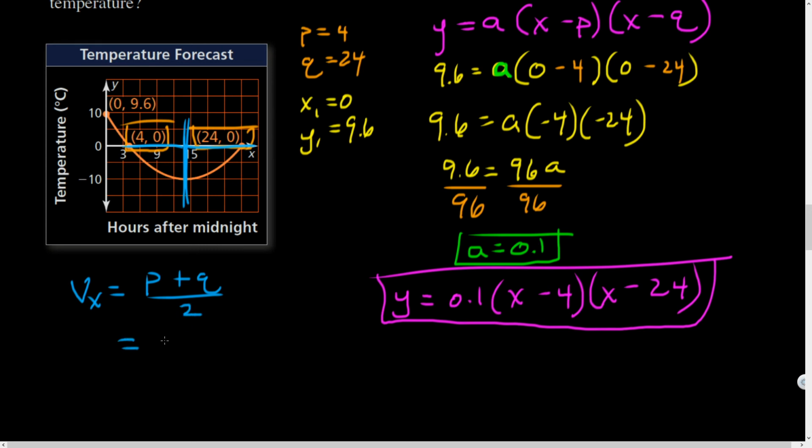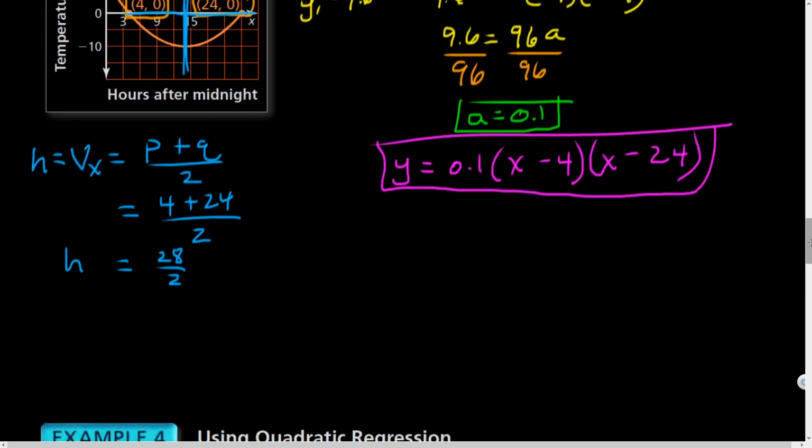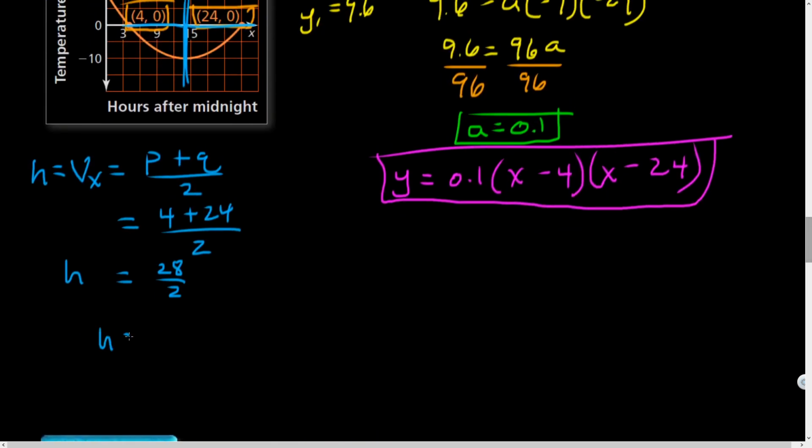And so let's plug those in. 4 plus 24 over 2. And so I get, oh, I just swapped over to using Vx instead of h. Crazy, Mr. Waddy. Got to have consistent messaging here. So h is equal to 28 over 2, which is the same as, let's see, h equals 14. Now, that is not the minimum temperature. That's the hour after midnight that the temperature occurs at.